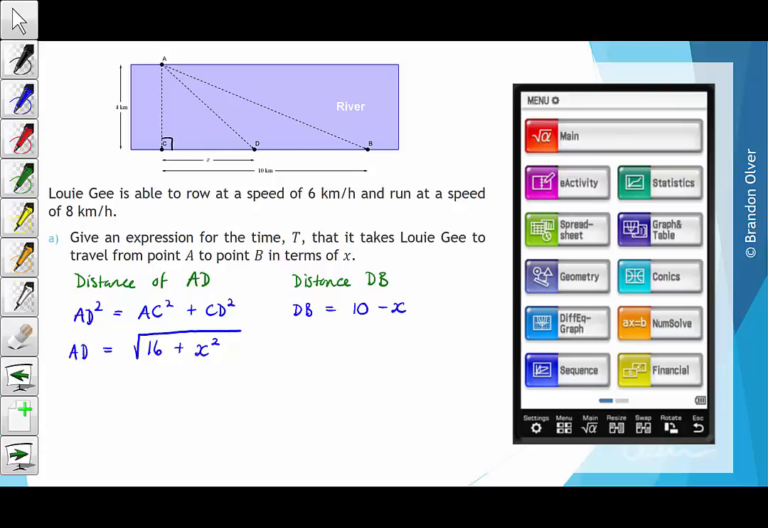So the next part we need to do is work out what the time will be. So we know that time is equal to the distance over speed. So that means that we can write our function t in terms of x as the distance of AD, which is the square root of 16 plus x squared, divided by the speed at which he can row the boat, because A to D is crossing the river in his boat, and that speed is 6 kilometres an hour up here. So we divide by 6, and that gives the time of the journey that he is rowing.